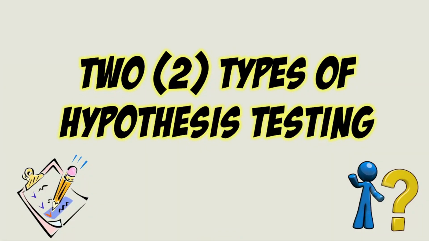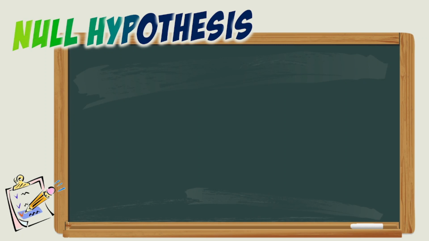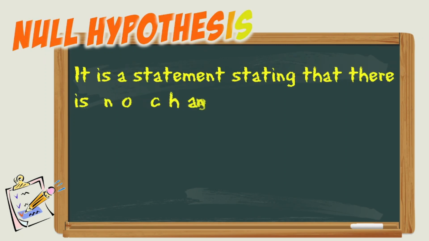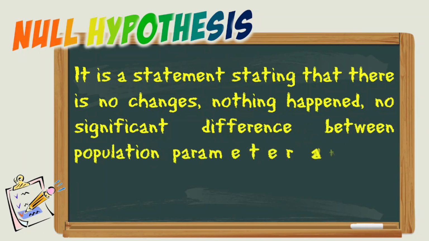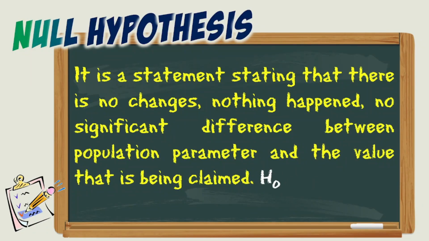There are two types of hypothesis testing. So the first one is the null hypothesis. When you say null hypothesis, it is a statement stating that there is no change, nothing happened, no significant difference between the population parameter and the value that is being claimed. So, sinasabi dito na ang null hypothesis, there are two parameters in the problem. Sinasabi niya na there is no change between those parameters. There is no significant difference between those two parameters. Okay, so the symbol for null hypothesis is H sub O.